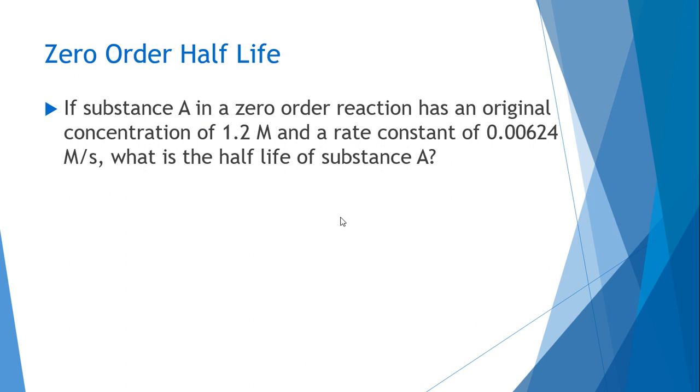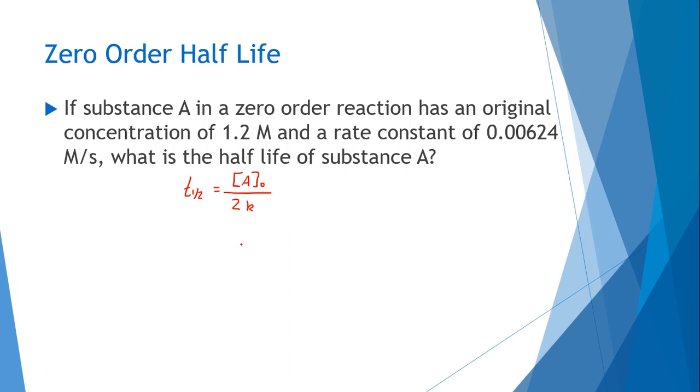So if I have the problem, if substance A is a zero order reaction, has an original concentration of 1.2 molarity and a rate constant of 0.00624 molarity per second, what is the half-life of substance A? Like I said, I always begin every problem by making sure I understand what the equation is. So my half-life is actually equal to my initial concentration divided by 2K. Let's plug in what we know.